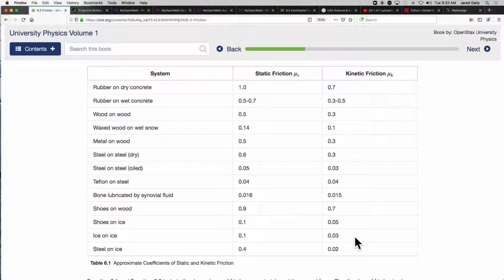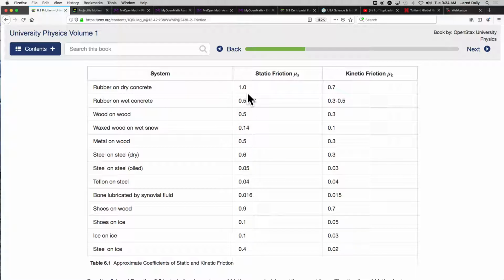And there are literally just millions of these things online. You can go and look up the static coefficient of friction between concrete and jello if you wanted to. And I'm sure somebody has measured it or something like that. And you can see here that rubber on dry concrete has a static coefficient of friction of 1, which is really quite high.